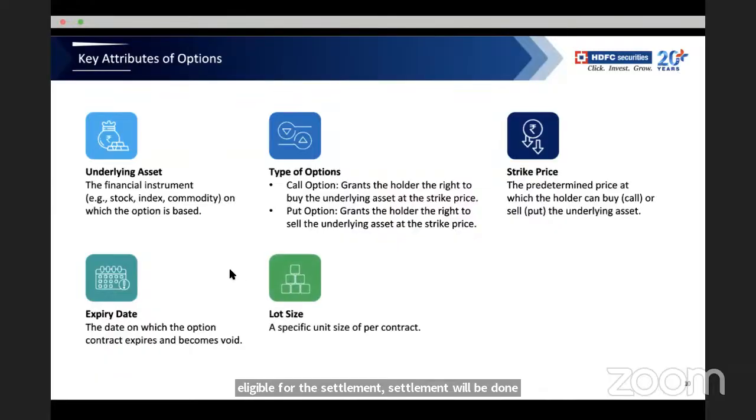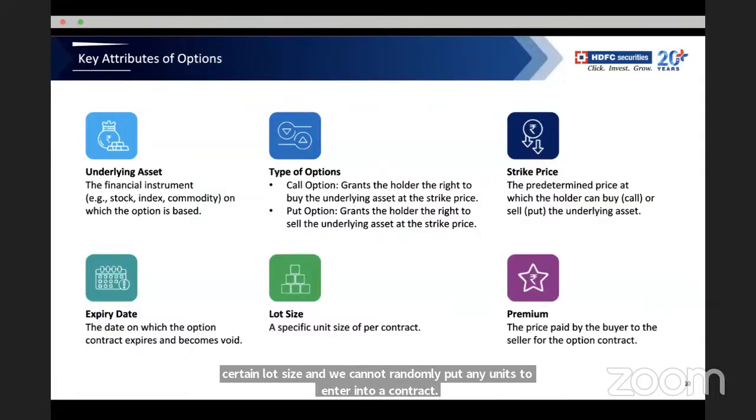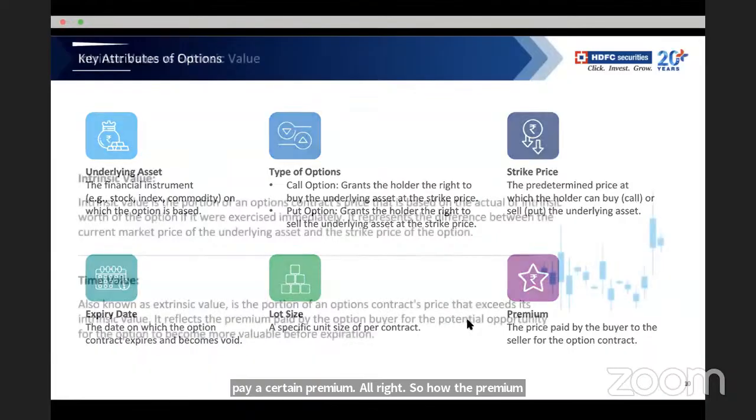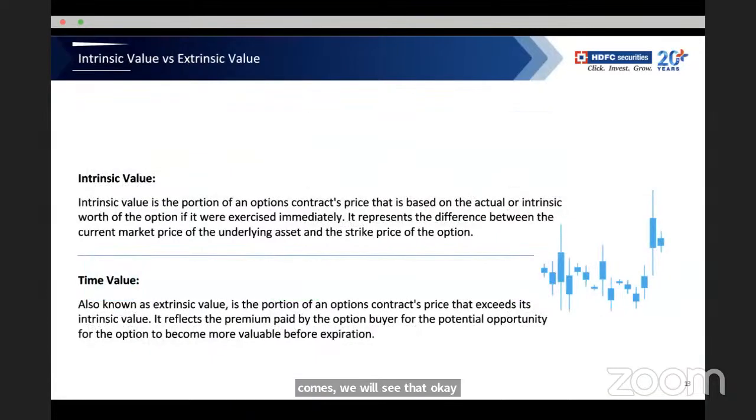Okay. Next is lot size. We all know that there is a certain lot size and we cannot randomly put any units to enter into a contract. And lastly, the premium. Whenever we have to enter into a contract, we have to pay a certain premium. How the premium comes, we will see that. Let's say that we are talking about the Nifty 25,000 call option. Let's imagine that it is trading at 100 rupees. How is that 100 rupees made up?